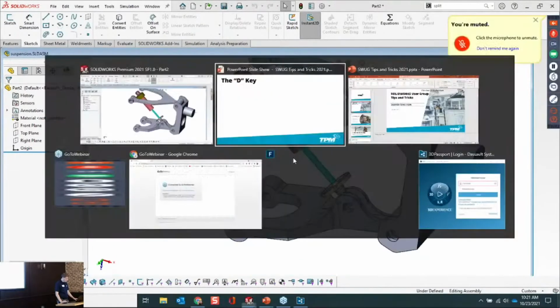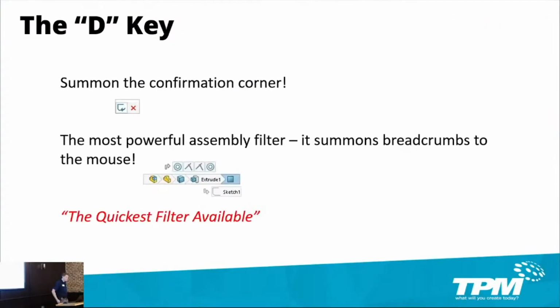All right, let's go back over here to SOLIDWORKS. So, number one, it summons the confirmation corner when you're in a sketch or in any command. If you're mating, if you're moving stuff around, if you're creating a sweep, a boss extrude, a loft, whatever, you can summon the confirmation corner with the D key. If you're in an assembly environment, right, it changes. It snaps all the breadcrumbs to your mouse and allows you to summon this really awesome filter. So this is the best filter for just clicking on stuff inside of SOLIDWORKS if you use it.